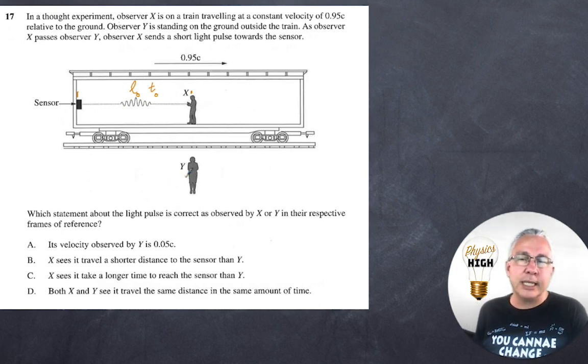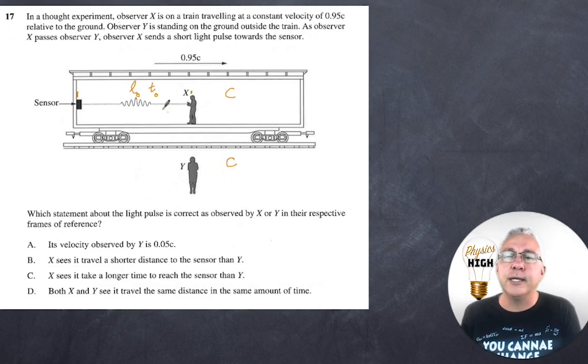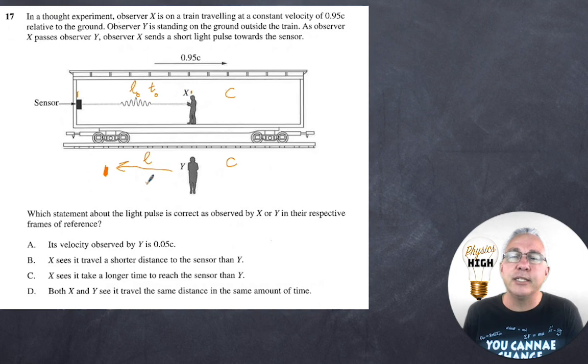But what does Y see? Now remember, C is the constant for this guy, and C is constant for this woman over here. And so in this case, the pulse will travel for her across to there, but in the meantime, that sensor has moved to here. So notice now that our length is no longer the same. We have length contraction going on. The length that Y sees is shorter. But since C is constant, the time is also going to be different. In this case, because the length is shorter, the time will also be shorter.